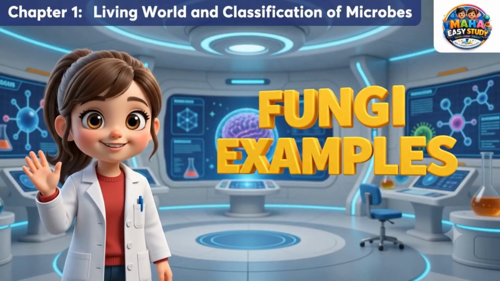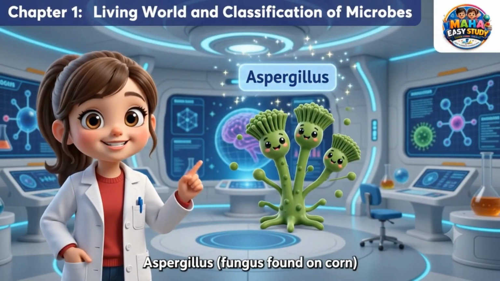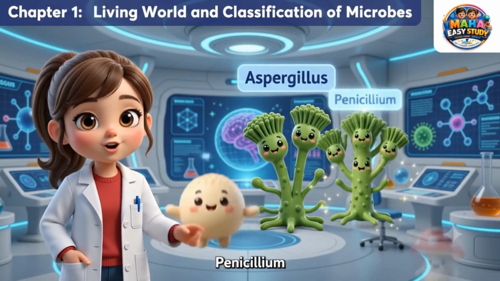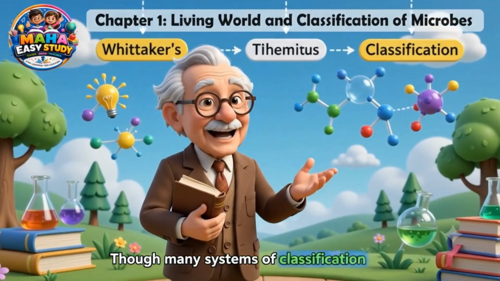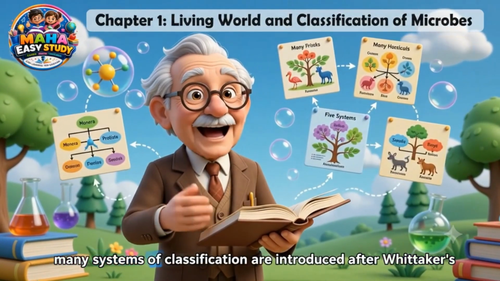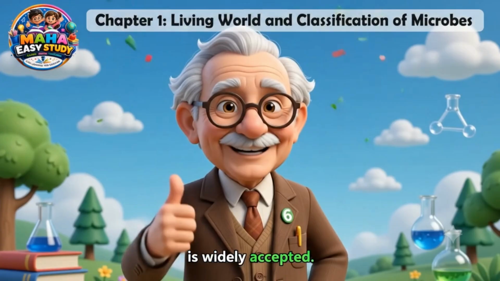Examples of fungi: baker's yeast, aspergillus found on corn, penicillium, mushrooms. These are common examples of fungi found in nature. Though many systems of classification were introduced after Whittaker's, his five-kingdom system is widely accepted.